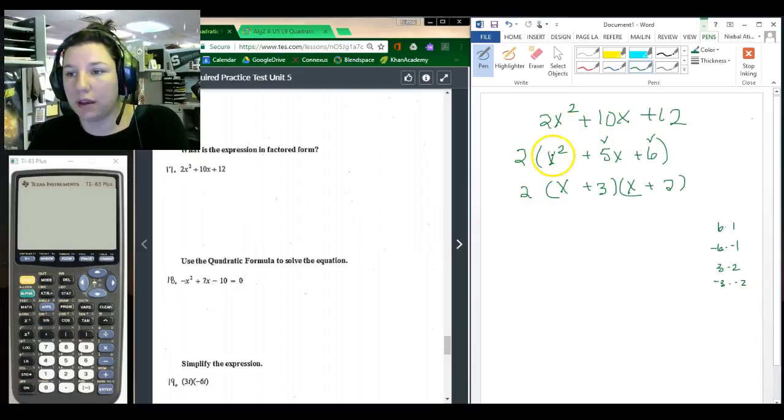A common mistake a lot of students make is they factor out the 2. So they say, okay, x squared plus 5x plus 6, but then this 2 disappears. You have to leave it here. If you want to say that this is correct, you need to show that you factored out the 2 and it remains on the outside.